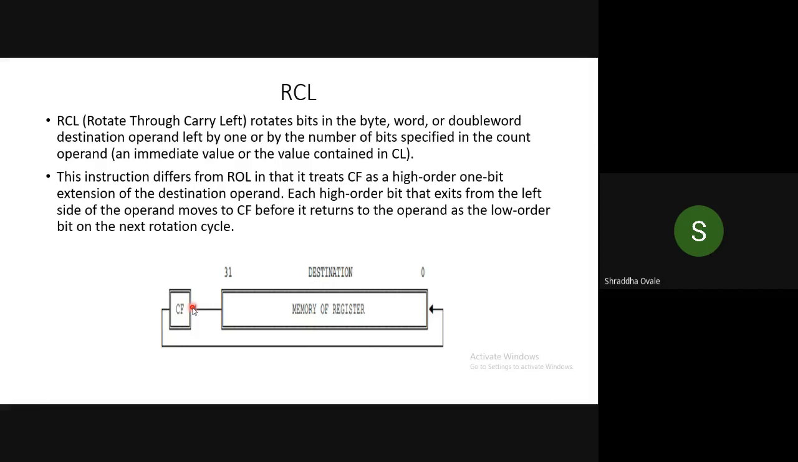As both are rotating towards the left side only, what is the major difference? See, RCL treats the carry flag as a high order 1 bit extension of the destination operand. This will be treated as a high order bit itself. First, whatever the bit over here is, it will get rotated to the carry flag, and after that the rotating process will start from here itself. See the difference?